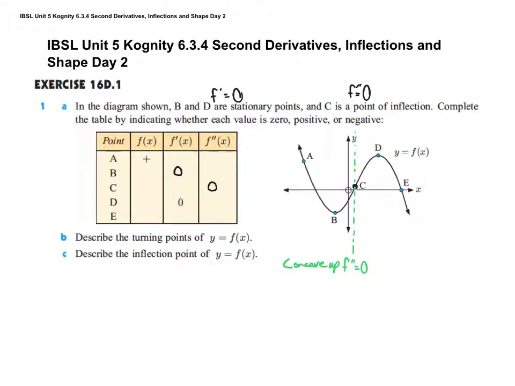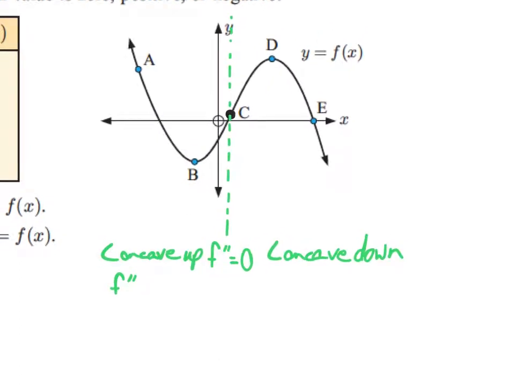All right. So then to the right of C, it's concave down. Now that's significant because to the left of C, what's the sign of our second derivative? If it's concave up, is the second derivative positive, negative, or 0? Positive. Okay? It's positive.